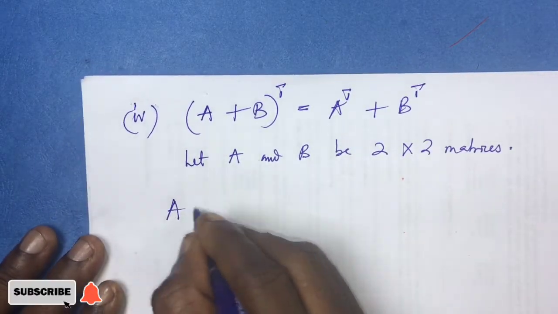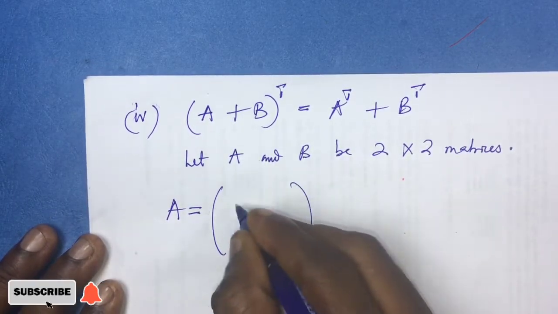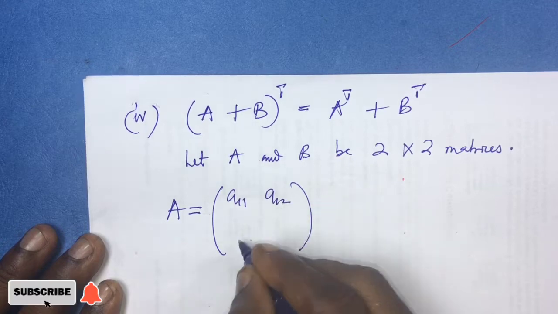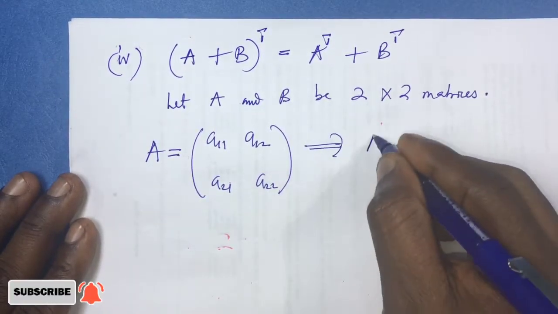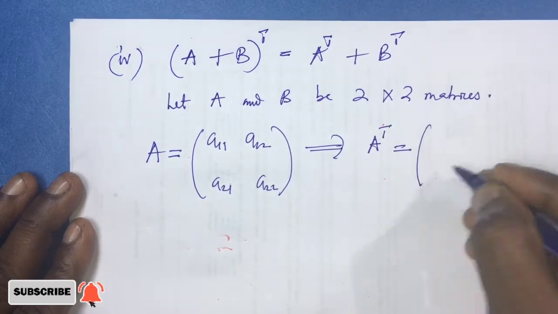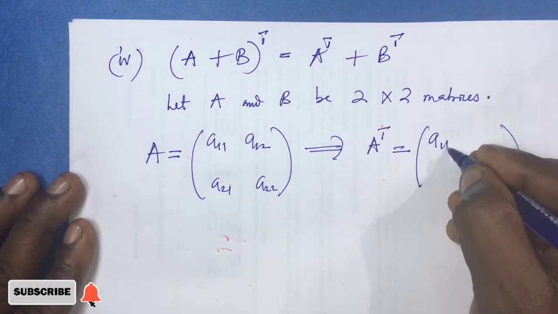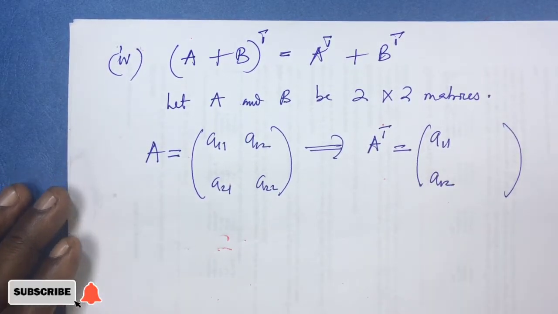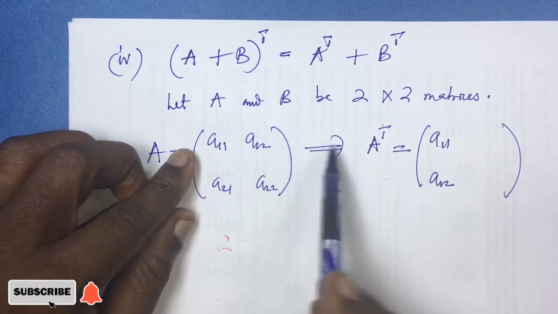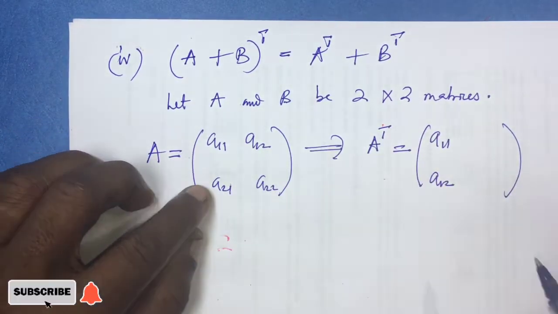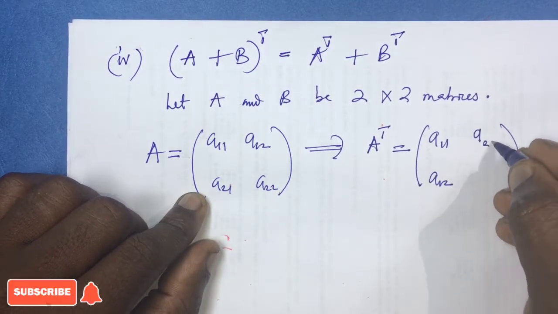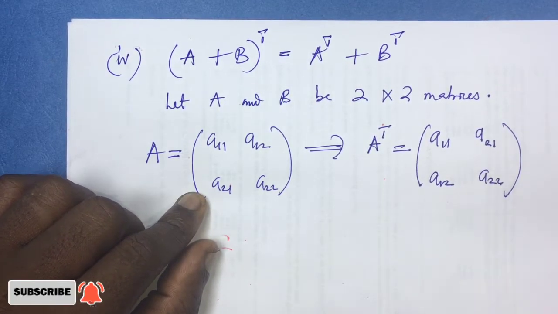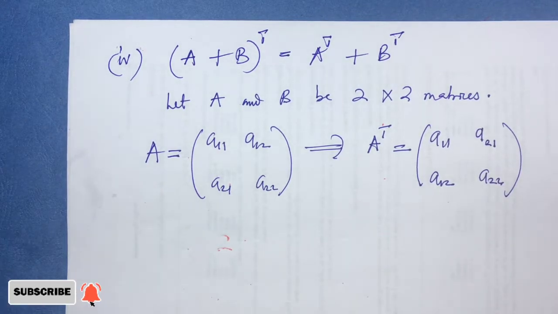Then A will be A11, A12, A21, A22. What will be A transpose? A transpose will be equal to A11, A12. What have I done? I have changed this row to become a column. So if I do that for row 2, to make row 2 a column, this will be A21, A22. Okay? Now I have obtained A transpose.